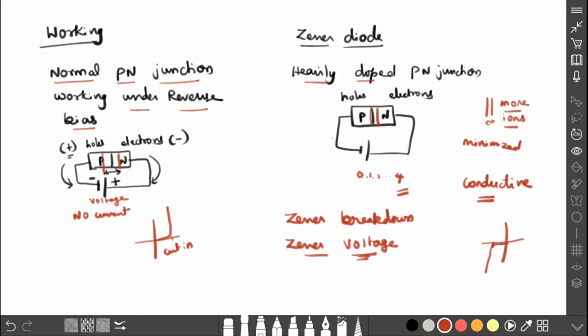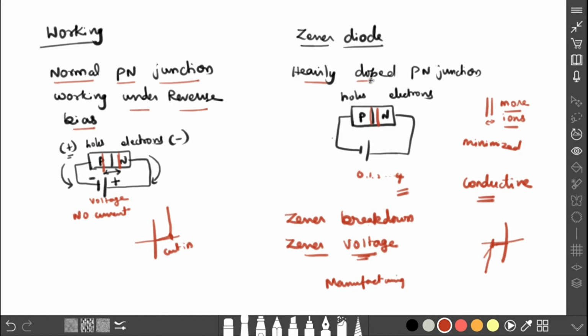But once it crosses the Zener voltage, what is happening? Electrons come out from the covalent bonds, and the depletion region becomes more and more conductive. Just as the cut-in voltage acts in the normal PN junction, the Zener voltage acts here in the reverse direction. The value of the Zener voltage is properly adjusted at the time of manufacturing, by the proper concentration of doping. That is very important. So this is the working of the Zener diode.